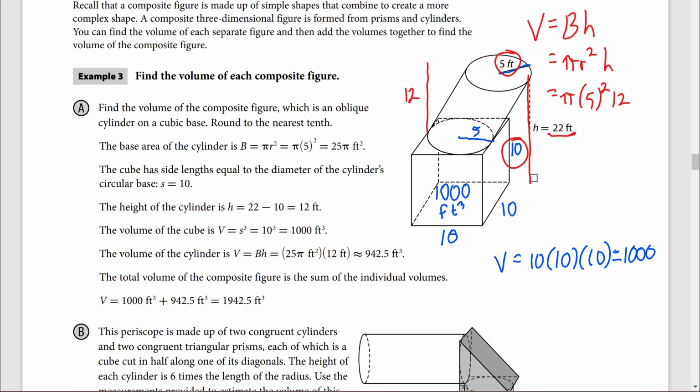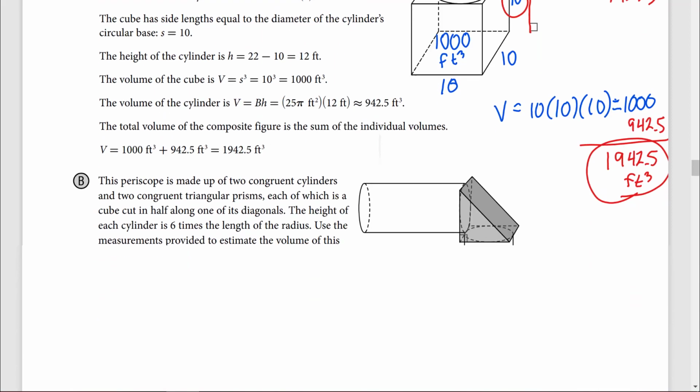Same thing, let's plug that into our calculator. Pi times 5 squared times 12. That comes out to, we're going to have to round it a little bit. Nearest tenth is what the problem asked for, so 942.5. Add that to the cube, and we get a total of 1,942.5 cubic feet. That is the volume of that composite figure.